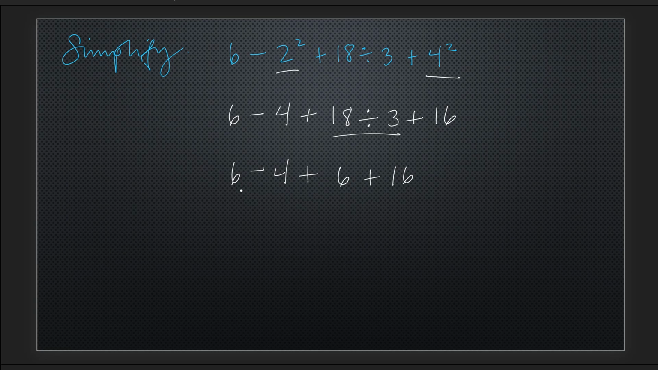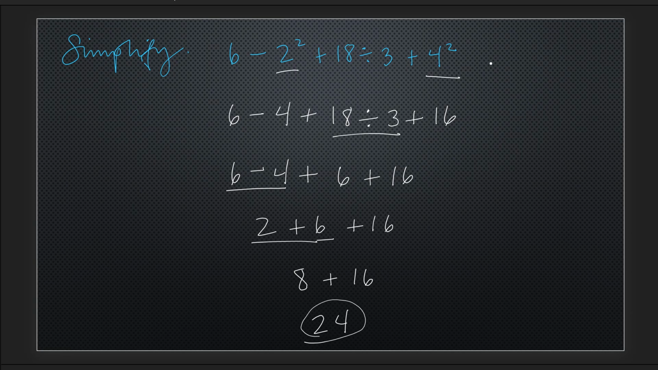So now I have addition and subtraction, and I have to do this first. So that's 2 plus 6 plus 16. And then this is next, so 8 plus 16. And that makes 24.